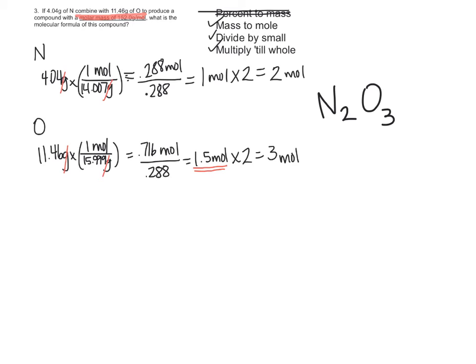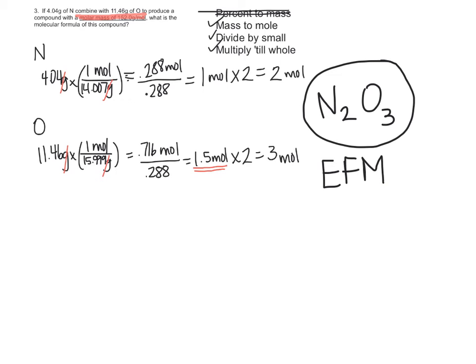To do molecular formula, what I need to do is get the molar mass. So I need to find the molar mass of my empirical formula. So I'm calling that EFM, empirical formula mass. So when I add that all up, I'm going to add 2 nitrogens and 3 oxygens. So my empirical formula mass for this sample equals 76.011 grams per mole.